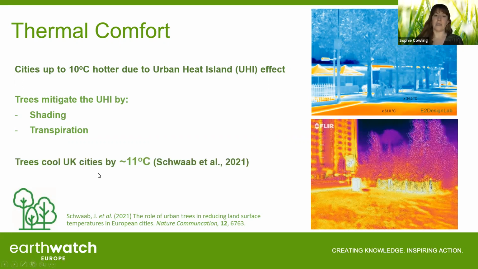And this reflects what's seen in the literature. So a recent study across Europe, 290 cities across Europe. So this is the literature reference at the bottom if you want to find it. But 10 of those cities were in the UK, and they found that in UK cities, trees can actually cool by 11 degrees Celsius, which is massive. It's a really big difference.